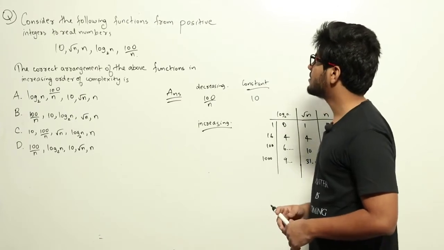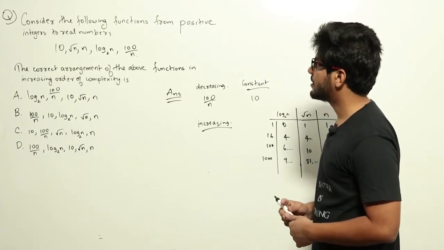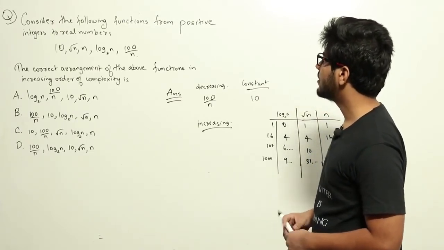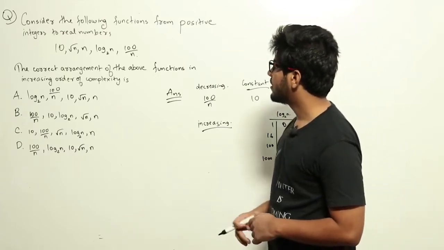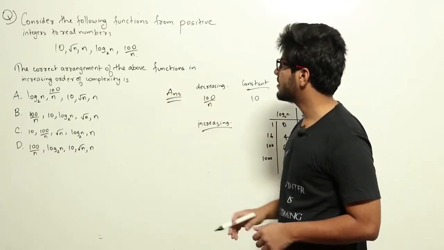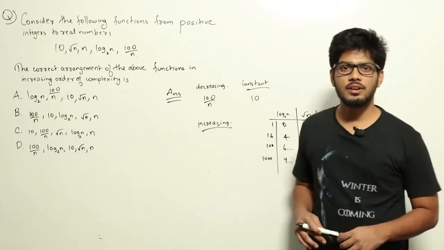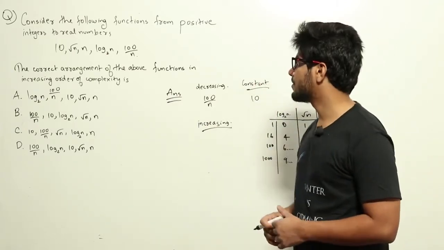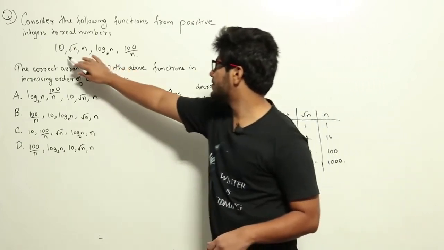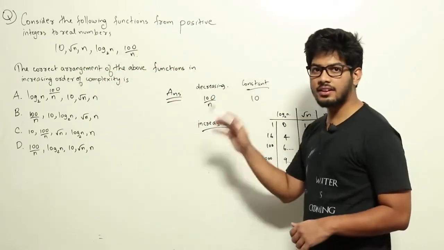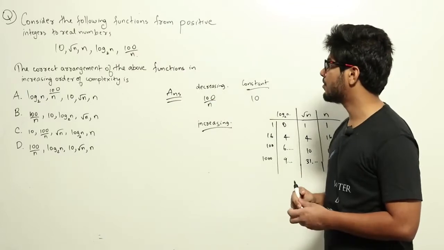Consider the following functions from positive integers to real numbers: 10, root n, n, log n, and 100 by n. The correct arrangement of the above functions in the increasing order of complexities. So this is a question from the asymptotic complexity section from algorithms. We have been given these functions and we need to find out the increasing order of asymptotic complexity for these.